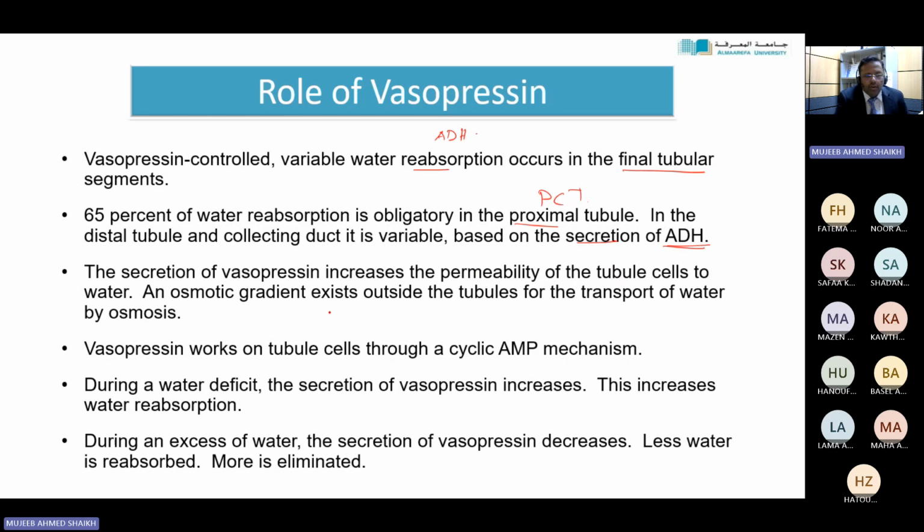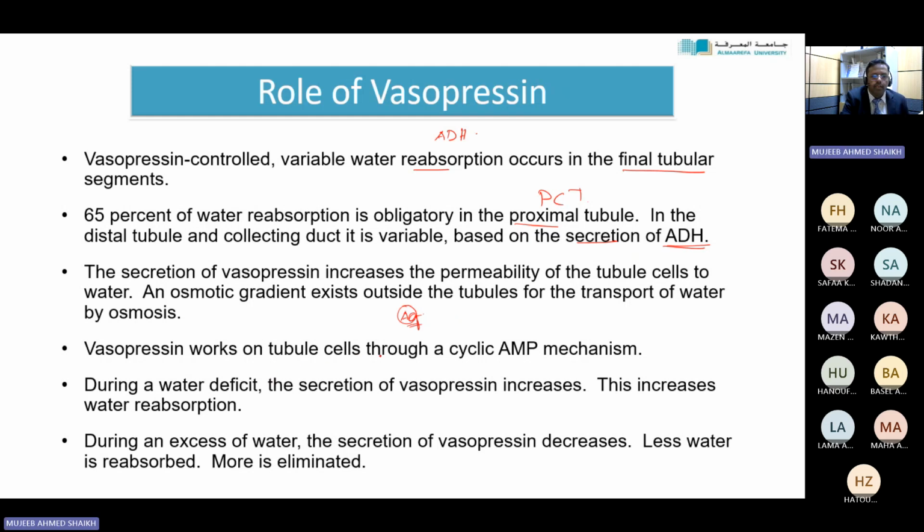What will vasopressin cause? Vasopressin will increase the permeability. As somebody told me in the beginning, it will increase the channels, the aquaporin channels. The aquaporin channels will become more, and it will cause more reabsorption of water.